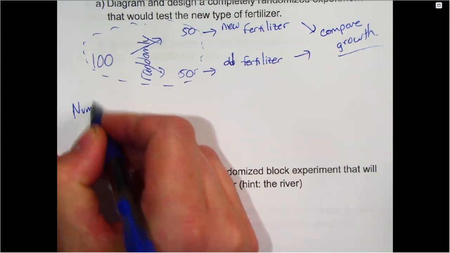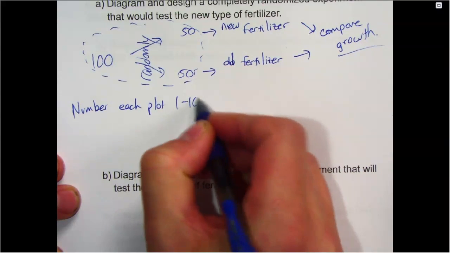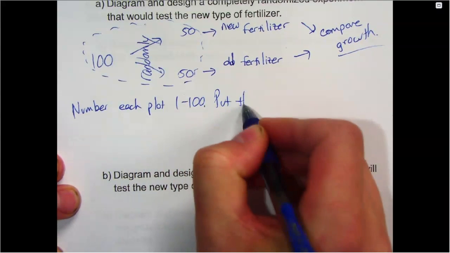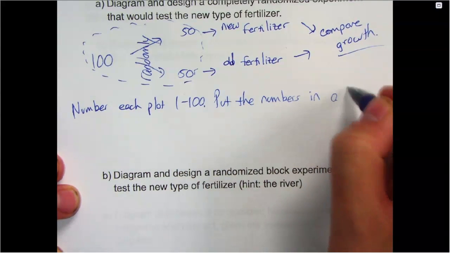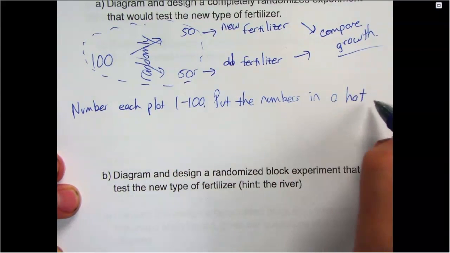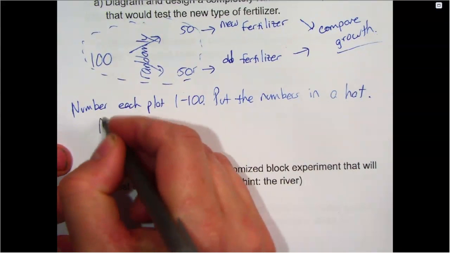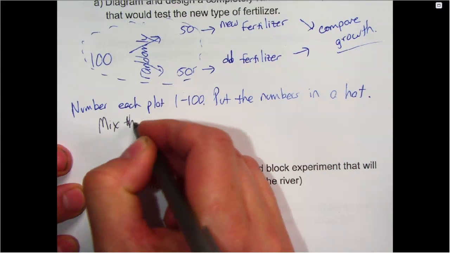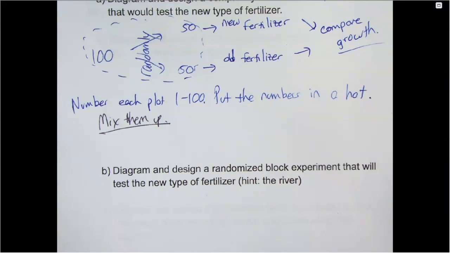So it would be number each plot 1 to 100. Put the numbers in a hat. This is a really key phrase that the AP test needs to see. Mix them up. So that is you acknowledging that it needs to be random. If they see that, they know that you know it's supposed to be random.